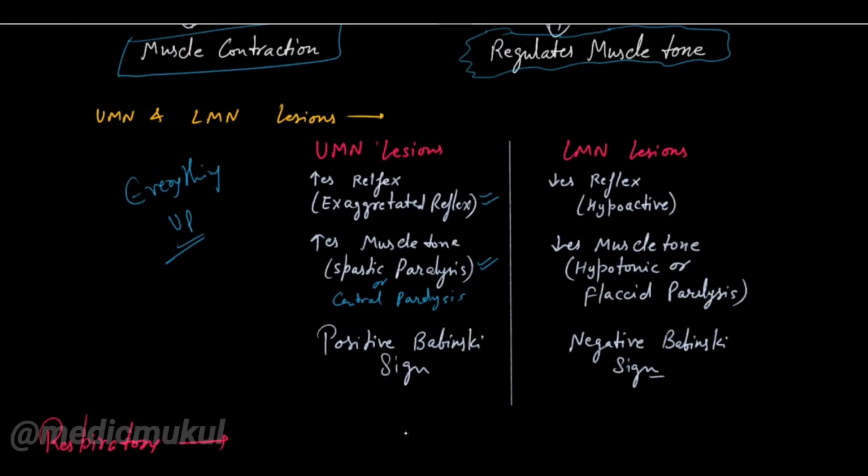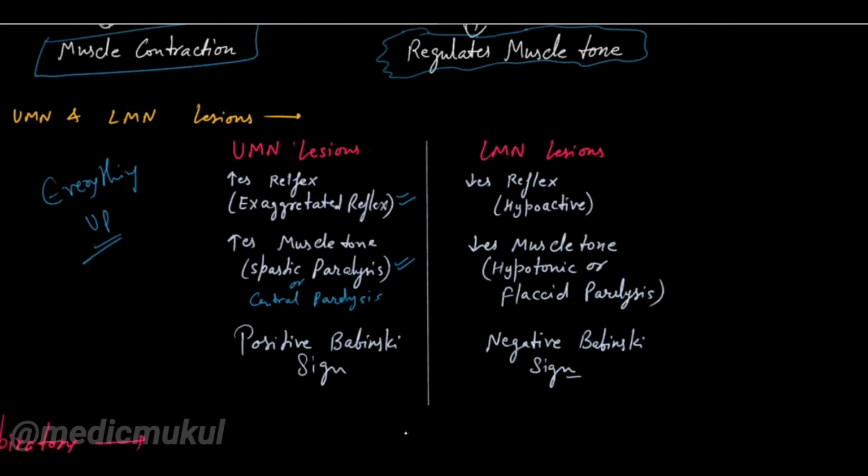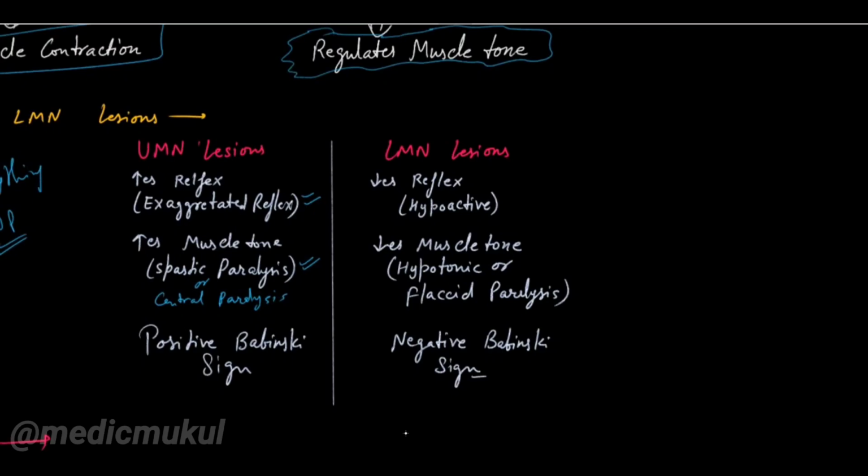Lower motor neuron lesions cause flaccid paralysis, or we can also call it peripheral paralysis. Why do we call it peripheral paralysis? Because lower motor neurons are present in the periphery, the spinal cord. So upper motor neuron lesions: increased reflex. Lower motor neuron lesions: listen, there is a decrease in the reflex. So muscles will become hypoactive. Decreased muscle tone, hypotonic, peripheral or flaccid paralysis will be there.